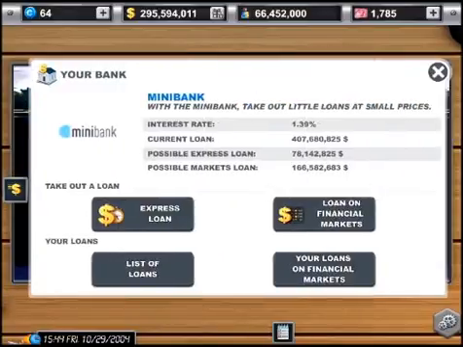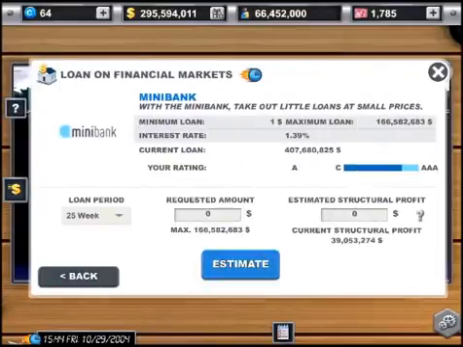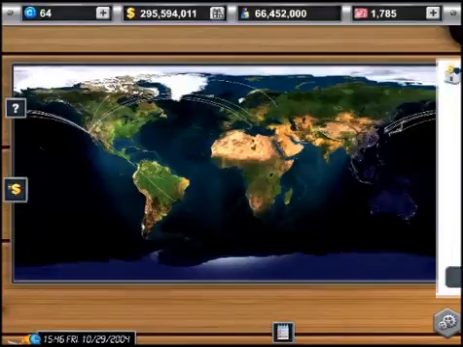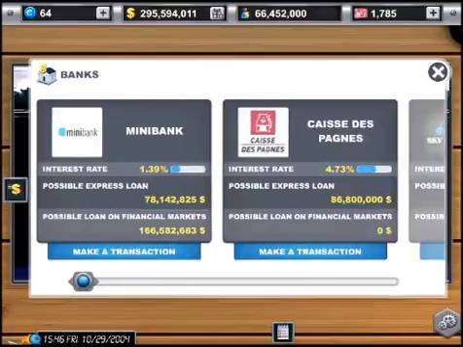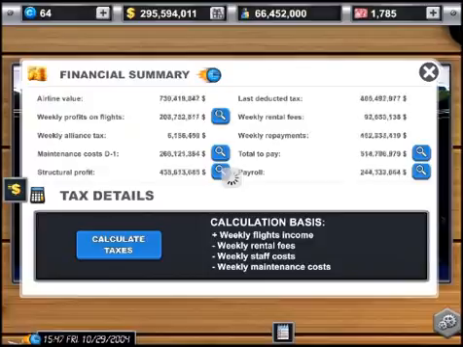Now, to do a loan on financial markets, they do ask you what your estimated structural profit is going to be. Now, you can see my current structural profit is $39 million. The catch is I think that's being sort of inflated by a tax credit thing from travel cards. So I think it's a little overstated, and my tax credit will expire before the evaluation period expires.